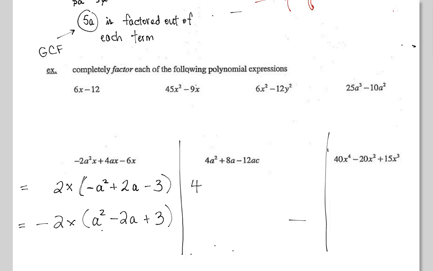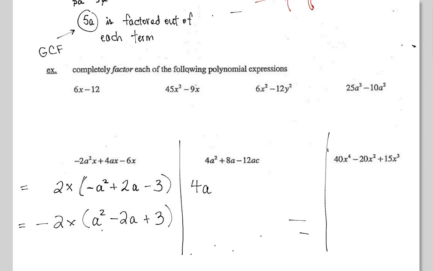Okay, back to the middle one. Do they have a in common? What's the minimum a they all have? A to the 1. Do they have c in common? No. So that's the GCF.